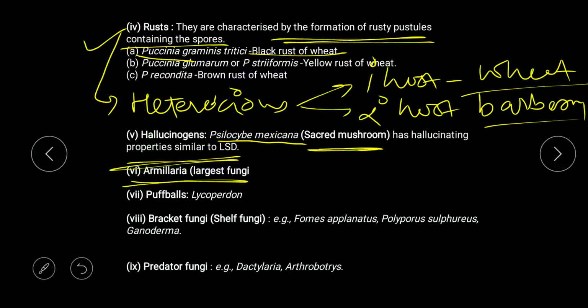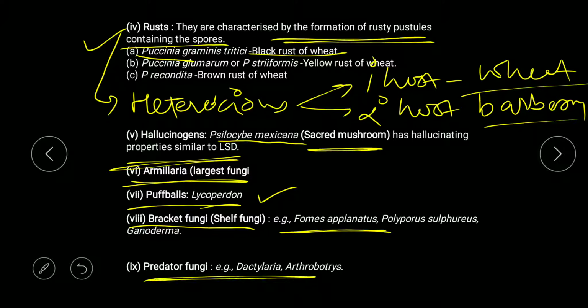Then Armillaria is the largest fungi. Puffballs are there, and the genus is Lycoperdon. Bracket fungi are the shelf fungi, in which Ganoderma will come. And predator fungi are Dactylaria and Arthrobotrys. So please remember the genus of all these with respect to the exam. No need to study in detail.